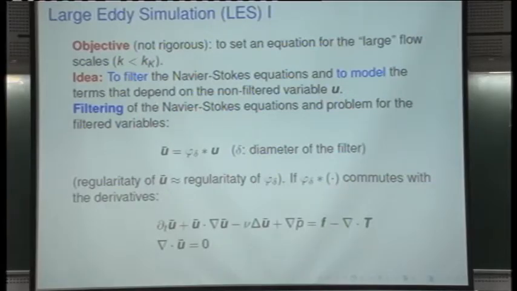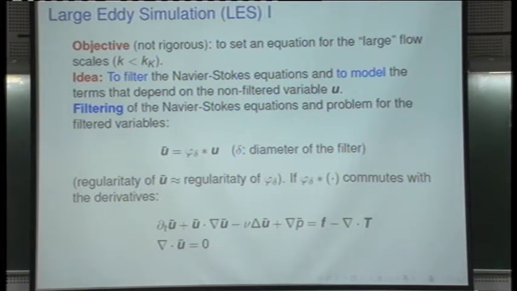Very similar to what we said about variational multiscale. That's the objective. Well, how is filtering done? Filtering of the Navier-Stokes equation is done as filtering in any case. Filtering is essentially convolution with a smooth function.